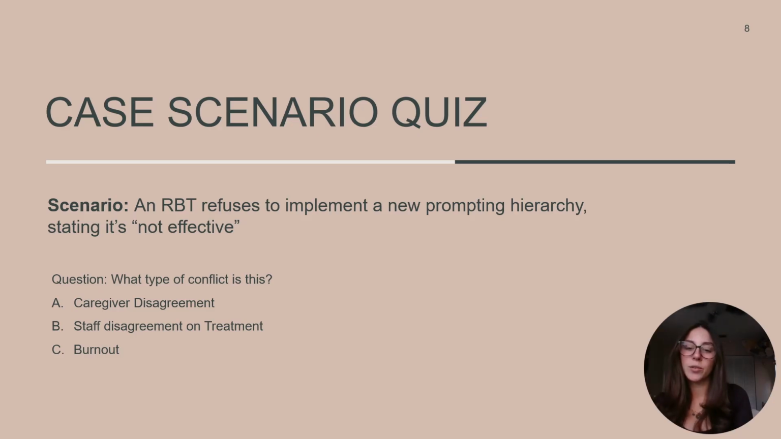Okay, now that we've gone over all of our conflict types for this presentation, we're going to do a case scenario quiz. The first quiz question is, an RBT refuses to implement a new prompting hierarchy, stating that it is not effective. What type of conflict would this be? I'm going to give you a few seconds to think about it, and then I'll tell you.